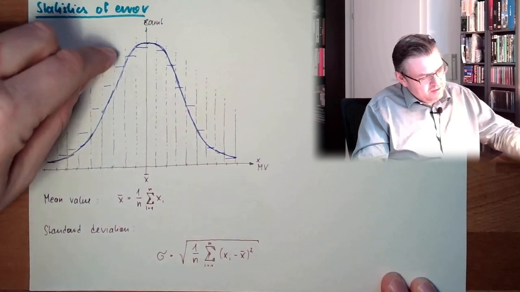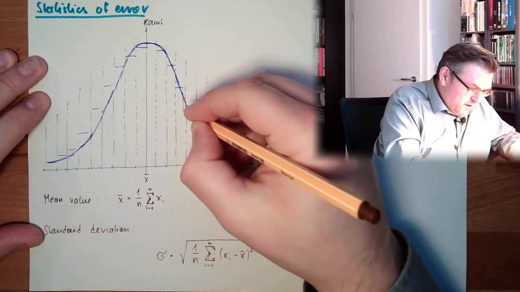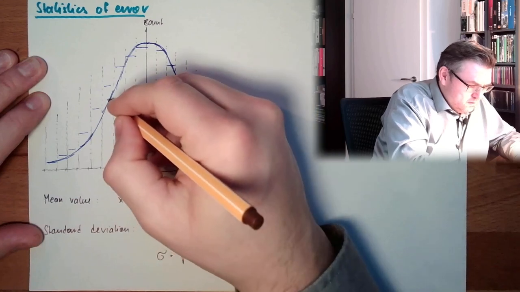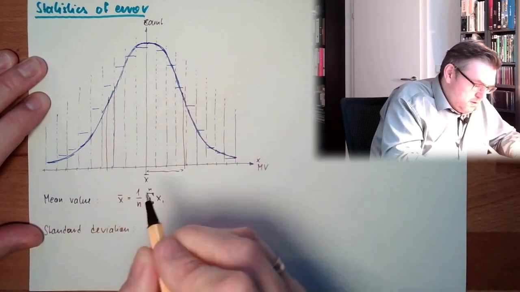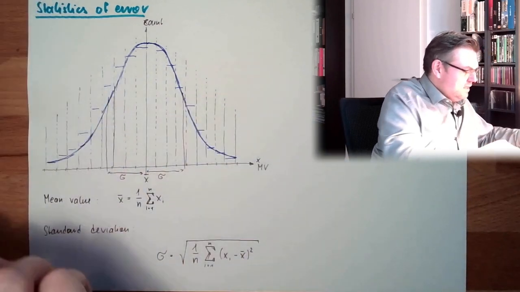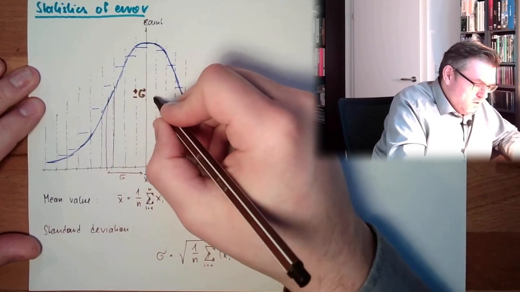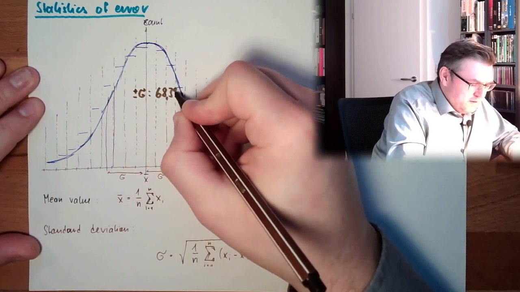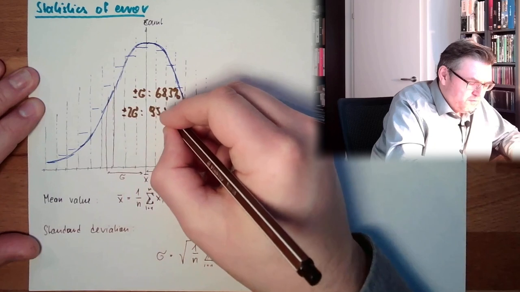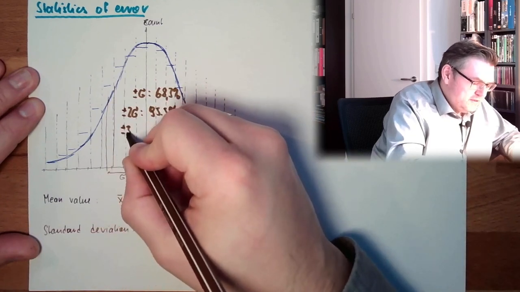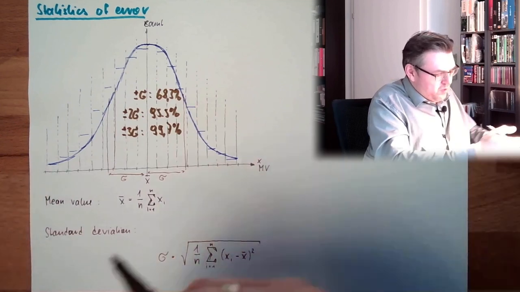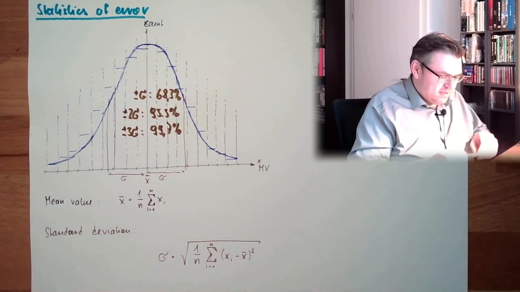If we have this Gaussian curve, then within plus minus sigma we would have 68.3% of all measurements. Plus minus 2 sigma, we would already have 95.5% of the measurements. And plus minus 3 sigma, we would have 99.7%. So within the range of 3 sigmas, we have almost all measurements inside. This is the sigma.